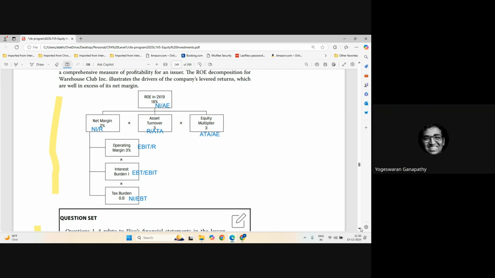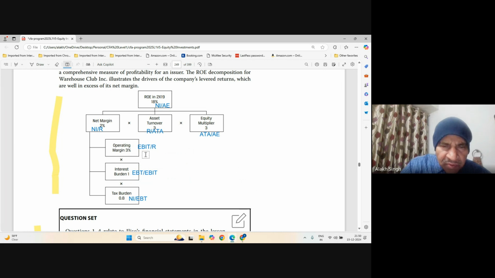So the entire DuPont formula is, let me write it, DuPont, because it's very important. This one is equal to.